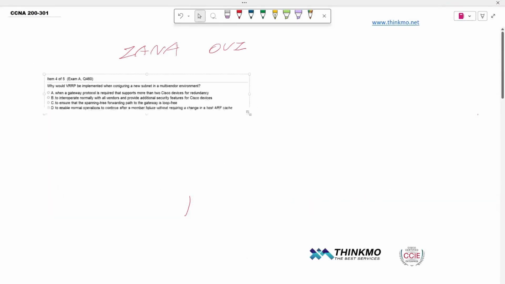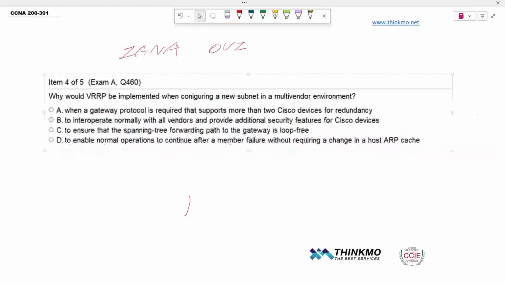For question 4, it's also asking us about VRRP. Basically, these questions are all similar. It asks, in this network environment, why do we need to deploy VRRP when configuring a new subnet? It's because in a network, it's impossible for all the devices to be from the same manufacturer, and it's also impossible to only use Cisco devices. You might also encounter devices from other manufacturers, and if you use Cisco's proprietary protocol with those, it won't work. Other manufacturers don't support it.